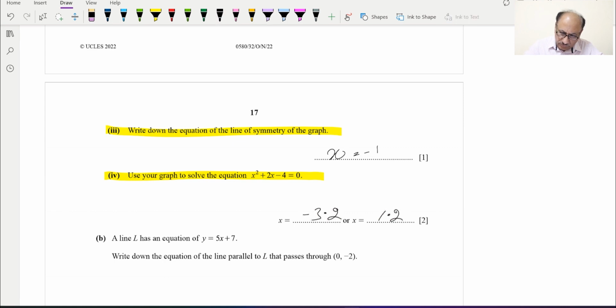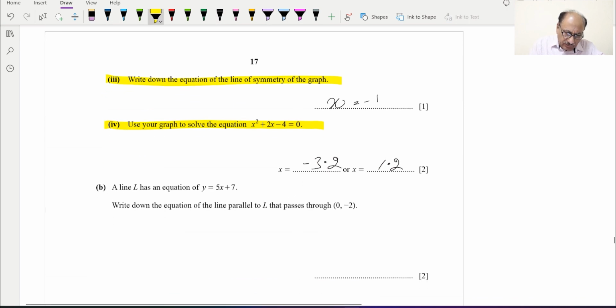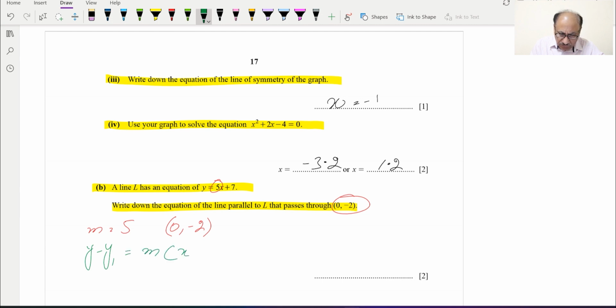Then part B says a line L has an equation of y is equal to 5x plus 7. Write down the equation of the line parallel to L and passing through 0 and minus 2. Parallel to this line means having the same gradient. So the gradient m will be 5, and the point will be 0 and minus 2. Then we can write the equation of the line, the formula is y minus y1 is equal to m into x minus x1.